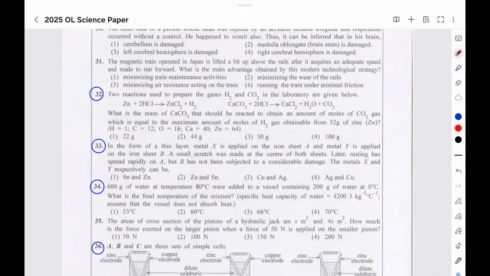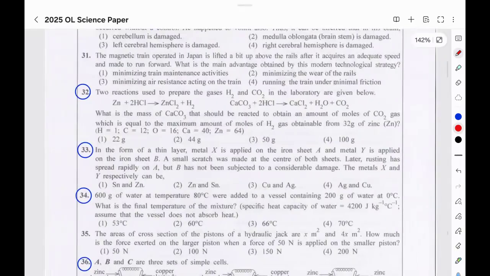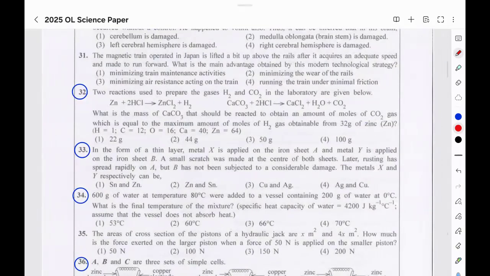Two reactions used to prepare the gases hydrogen and carbon dioxide. So it's difficult to keep the examples in mind. You can't say like that. You have to at least remember a few examples. Okay, you can do it. Why are you saying that you can't do it? You can. Maybe it's difficult, but you try. Okay.